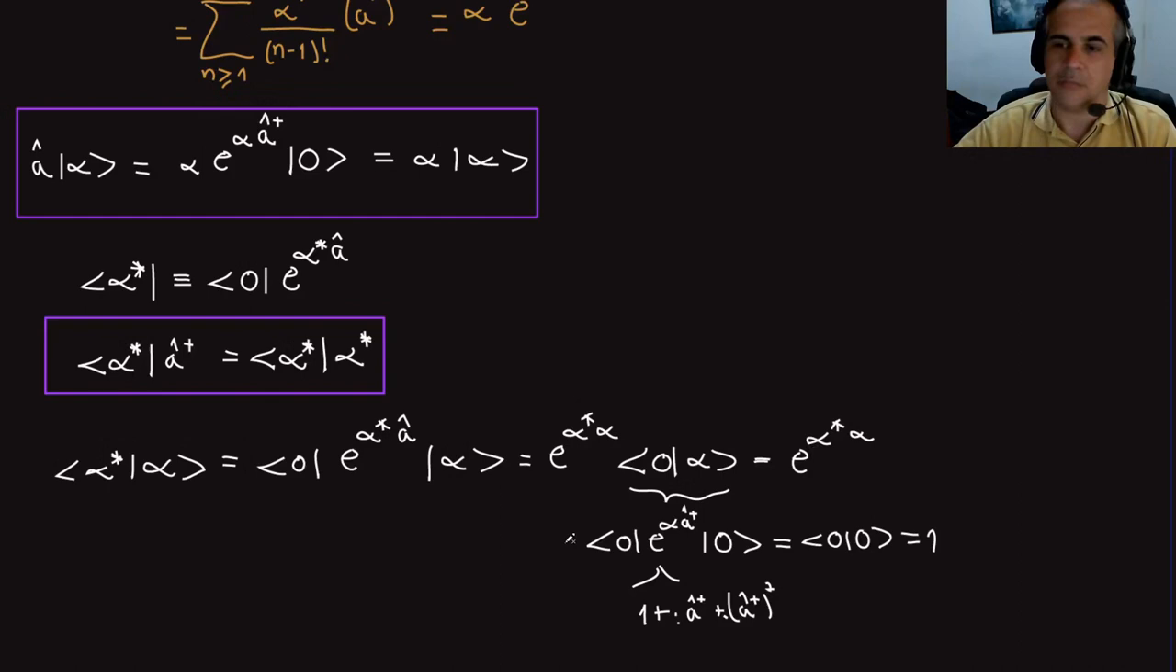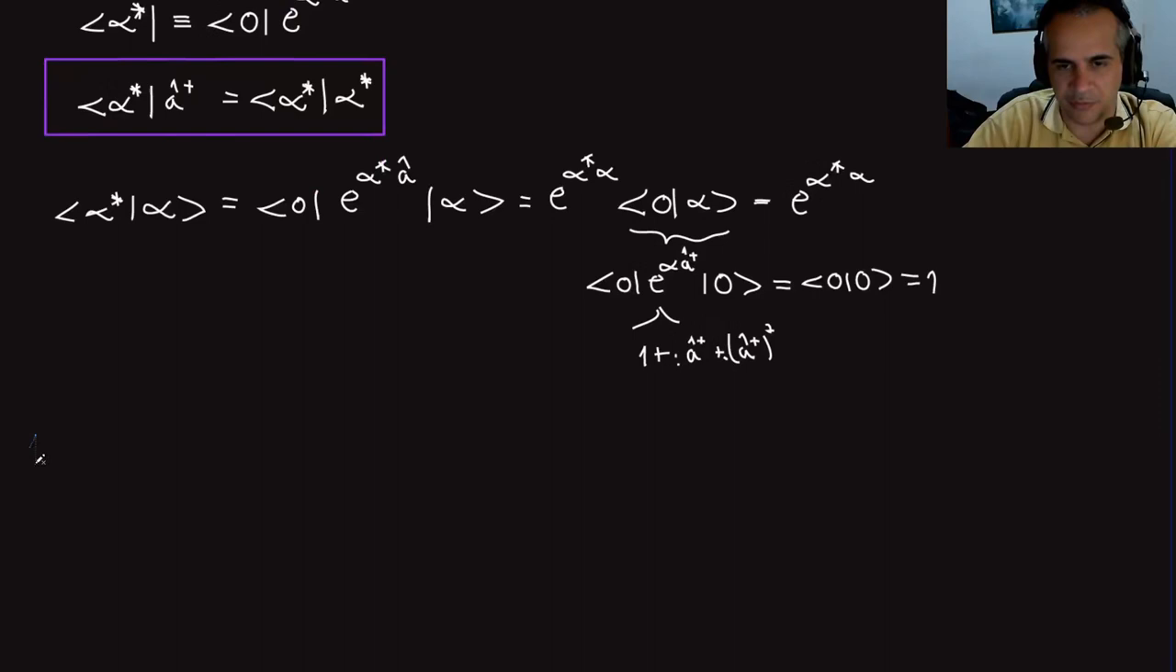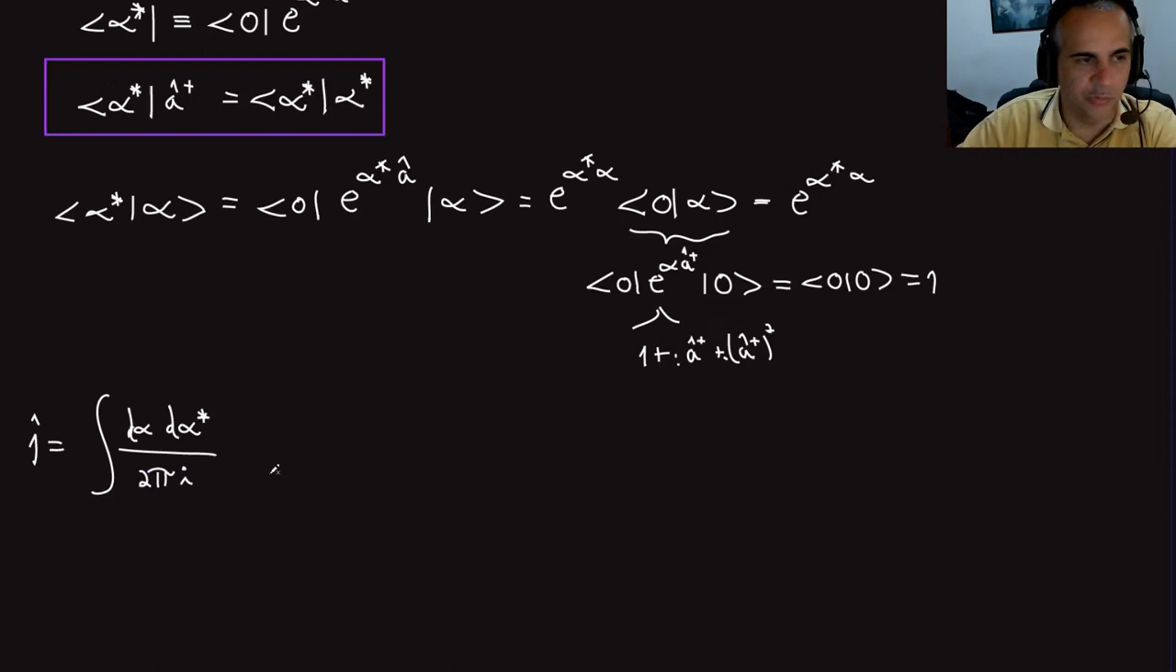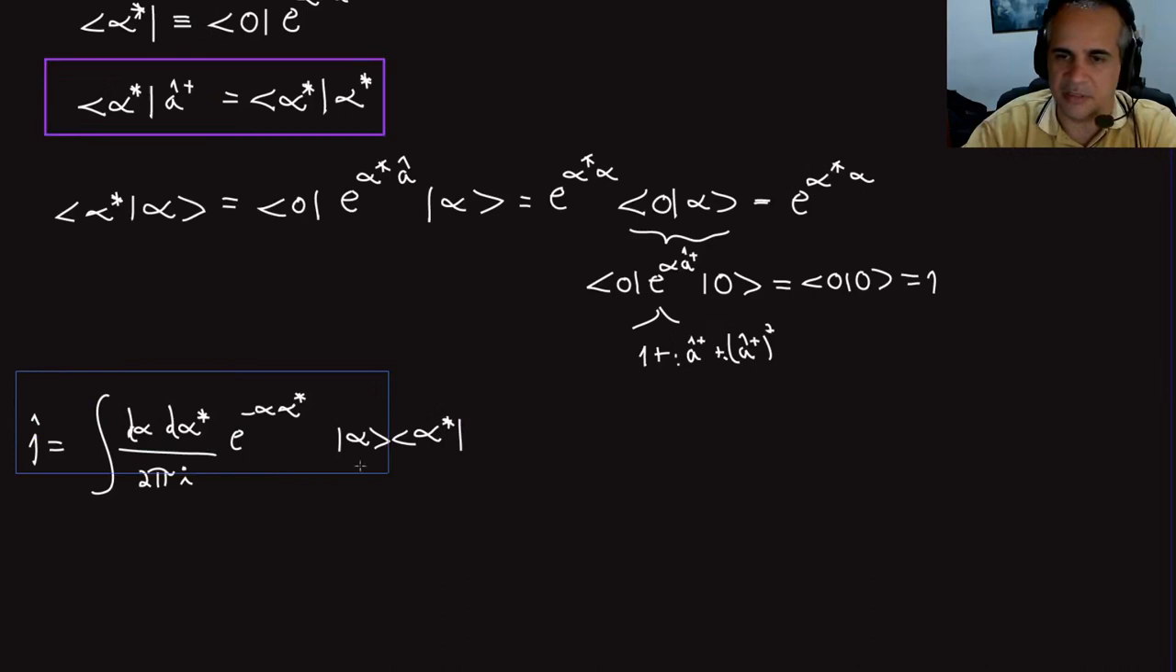That also means the completeness relation for these states is not trivial. So the identity will be written as the integral over both alpha and alpha star, the eigenvalues, over 2 pi i, which is just a normalization, with a new factor to compensate for that, the exponential of minus alpha star alpha. So this is the identity. I won't prove it, but I'll put it in the exercises for you to do. It's not that hard.